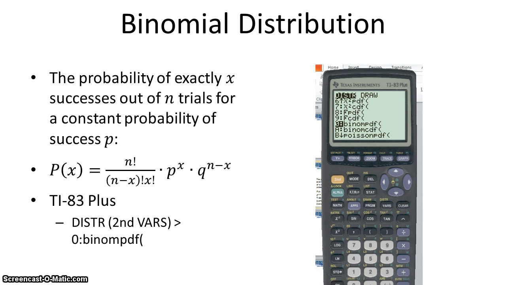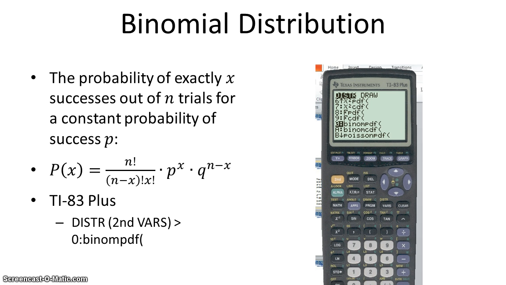Hello. In this video, I'd like to talk about how to calculate probabilities using some of the technology that we have available. Let's start with the binomial distribution. Now, for the binomial distribution, we're looking at calculating exactly X number of successes out of N trials for a constant probability of success for each trial.